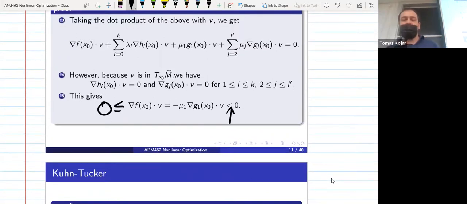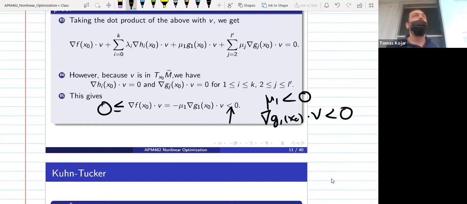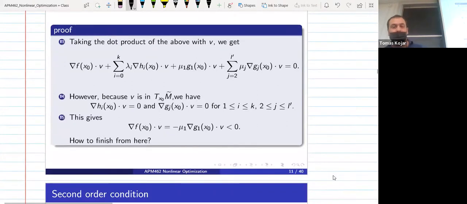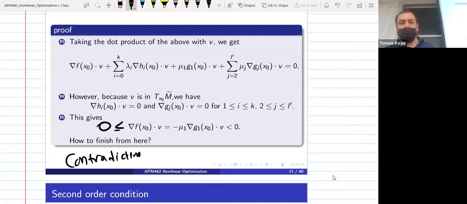This here came from the following. We assumed that mu1 is strictly negative, and we also showed that this is a local min. Minus minus is positive, but then you also have another minus, so you get negative. And this is the contradiction. The contradiction is that the guy over here is bigger or equal than 0, but this is strictly less than 0. So these two contradict each other.